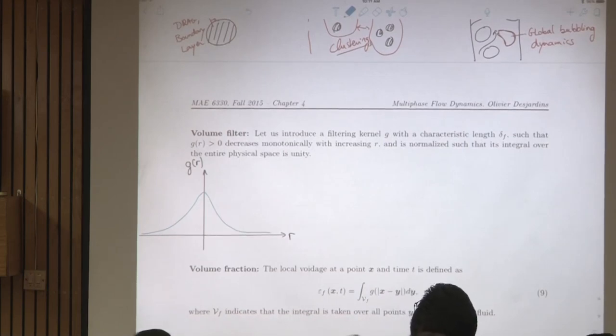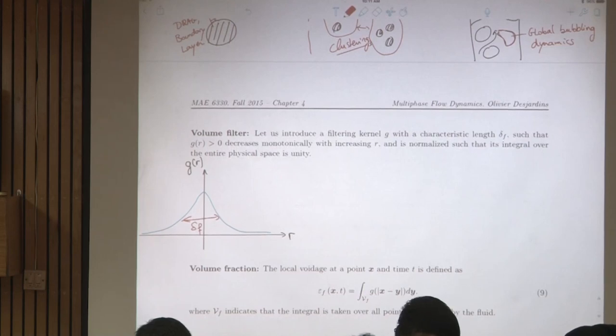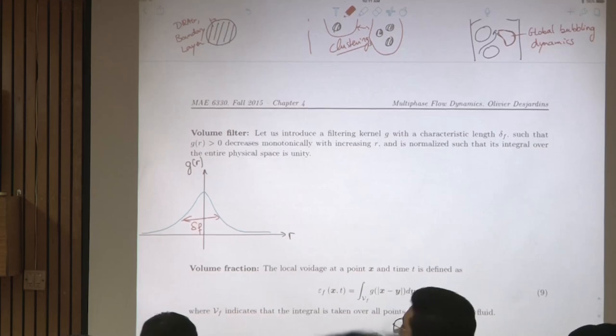That's a pretty ugly Gaussian, but you see what I'm trying to suggest here, hopefully. And the characteristic length scale of this thing, say the width at half height, will be our characteristic filtering scale, which will be delta F.